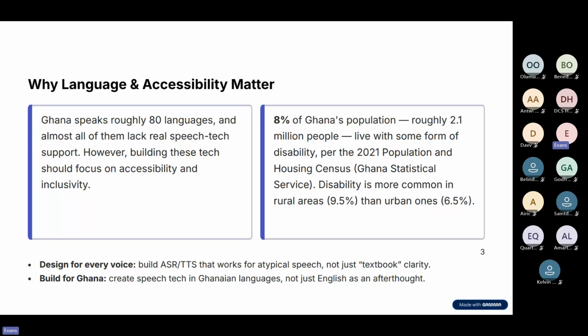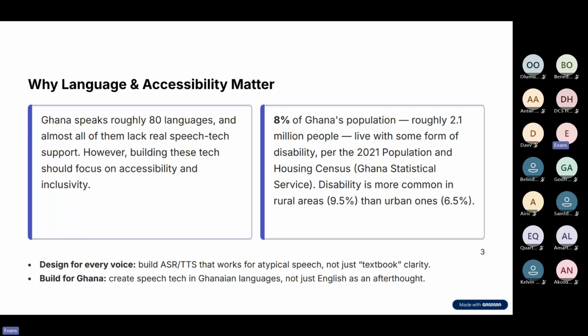Also, like I've said, you want to create your technology with Ghanaian languages in mind. So right from the onset, before you lay down your blueprint on how to design the solution, you have to think of the Ghanaian languages, if you are using ASR and TTS.